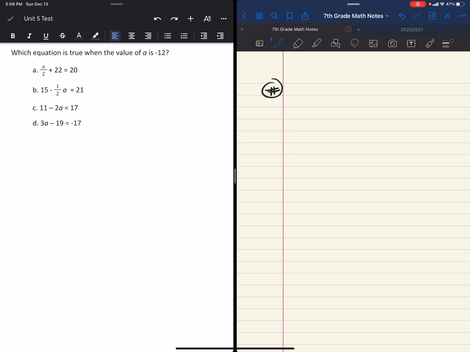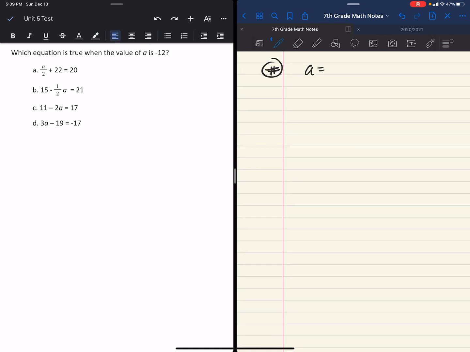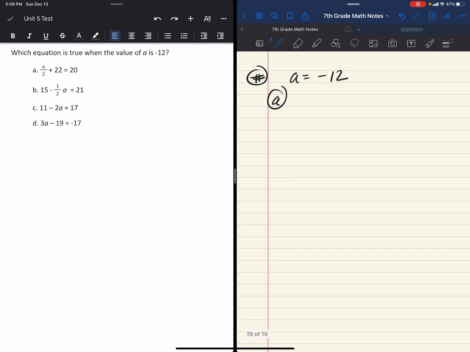So the strategy I choose to pick is substitution, and I'm going to substitute in negative 12 every time I see A. And then I'm just going to use the order of operations to solve to see if my equation is balanced. So let's go through A first. I feel like I'm saying a lot of A's. Well, that's because that's the variable.